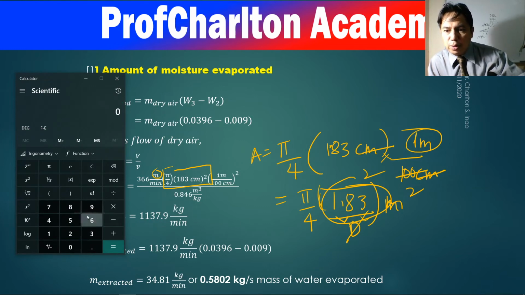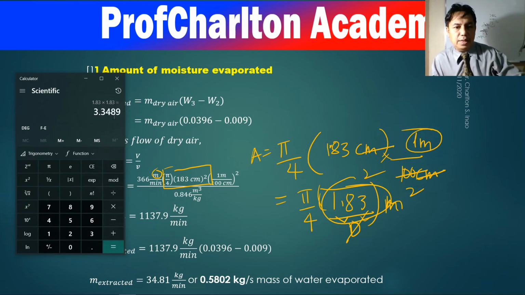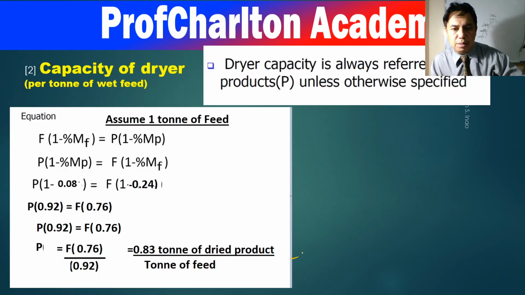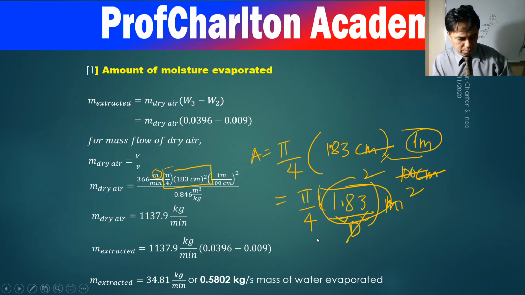So again, let me clear this out. We start with the 1.83. So 1.83 times 1.83. Now it's just squaring. So we have 3.3489. So let me put, equals pi over 4 times 3 point, what is that? Where's that?